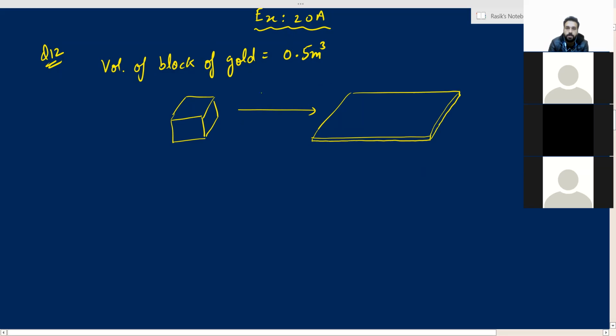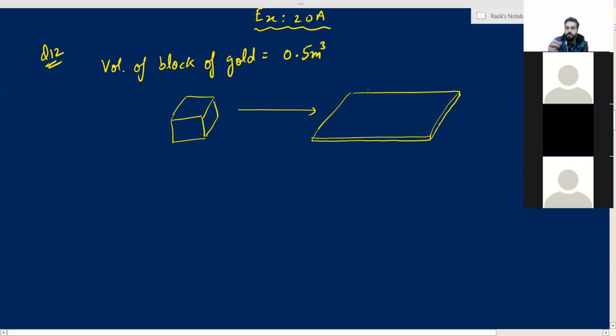So the volume of the block and the volume of the sheet will remain the same because the material used is the same. We are not adding any other extra material in it. सेम चीज को ही कन्वर्ट करके शीट में चेंज किया है. सो वॉल्यूम विल रिमेन द सेम, वॉल्यूम विल बी अनचेंज.